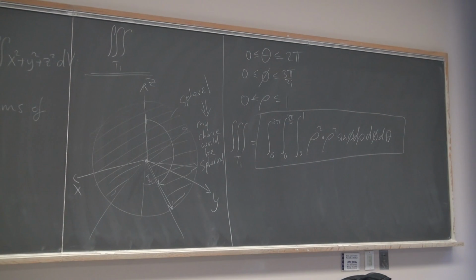Where did you get the first rho squared? From this, I asked you to integrate x squared plus y squared plus z squared. Oh, I didn't see that.